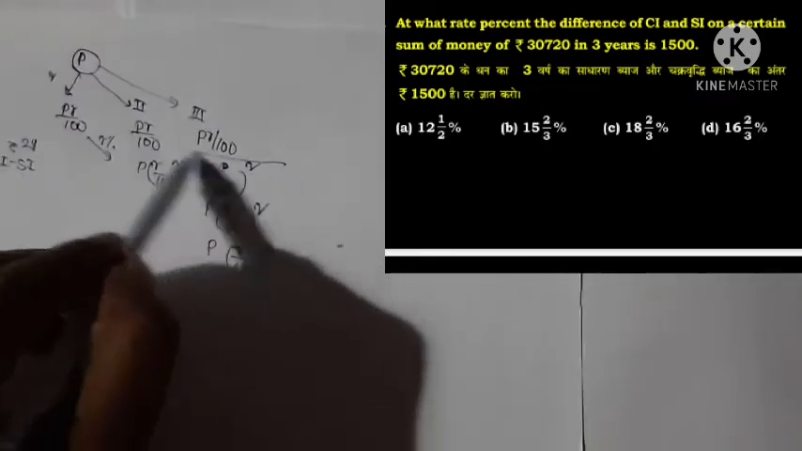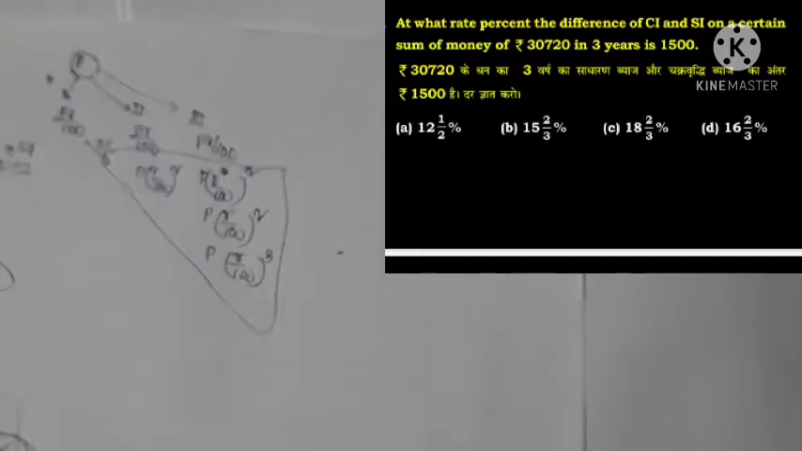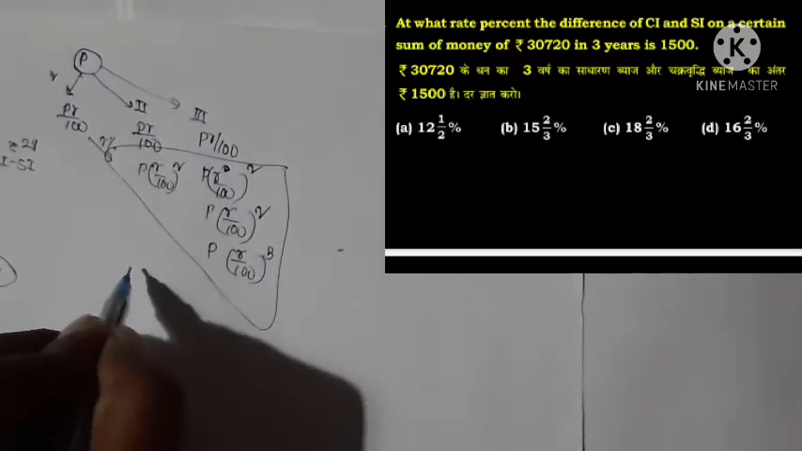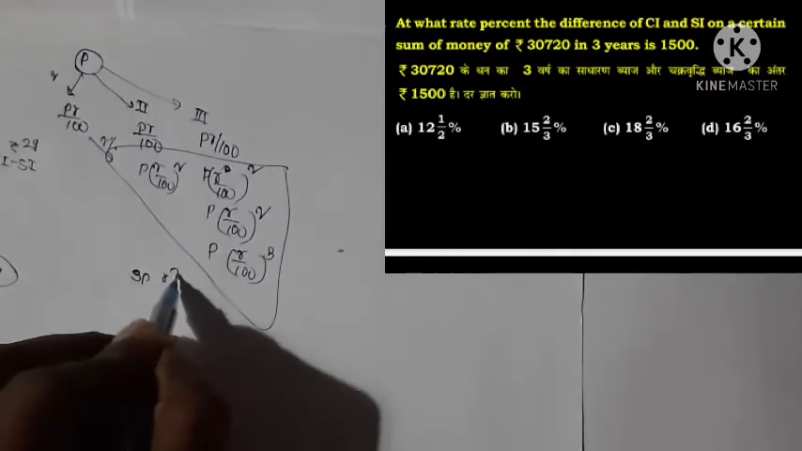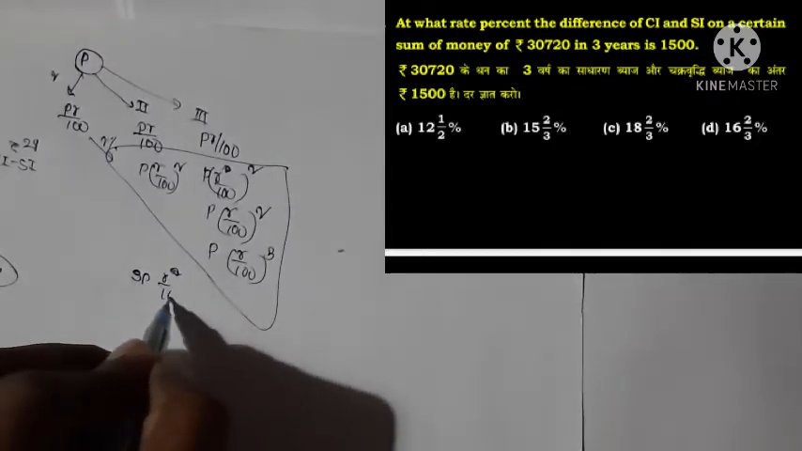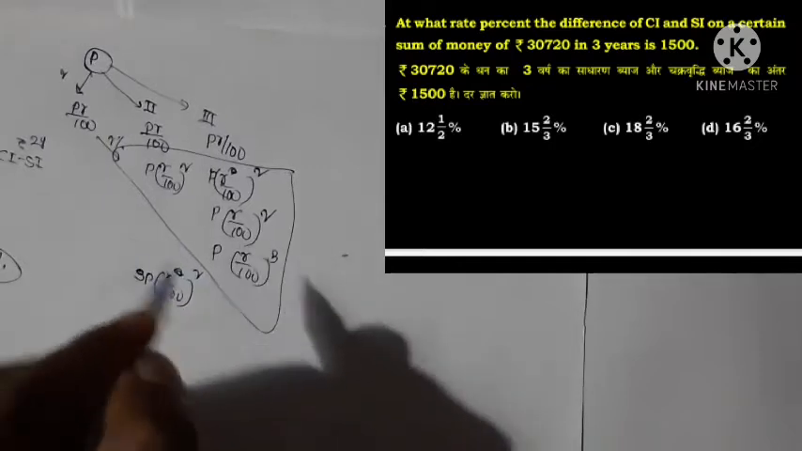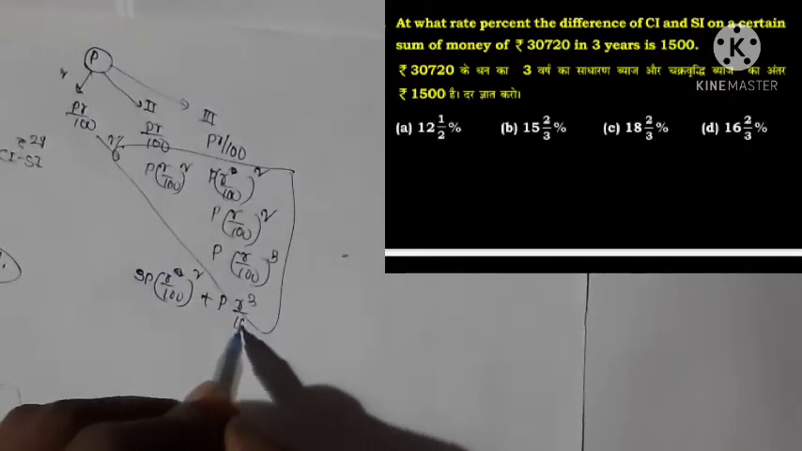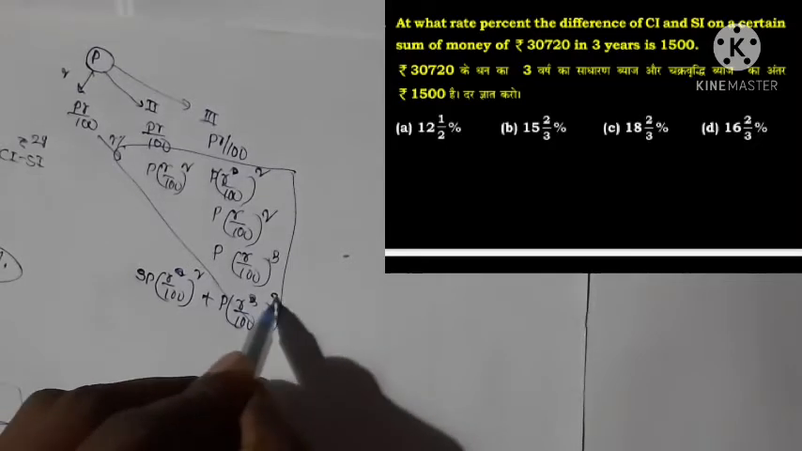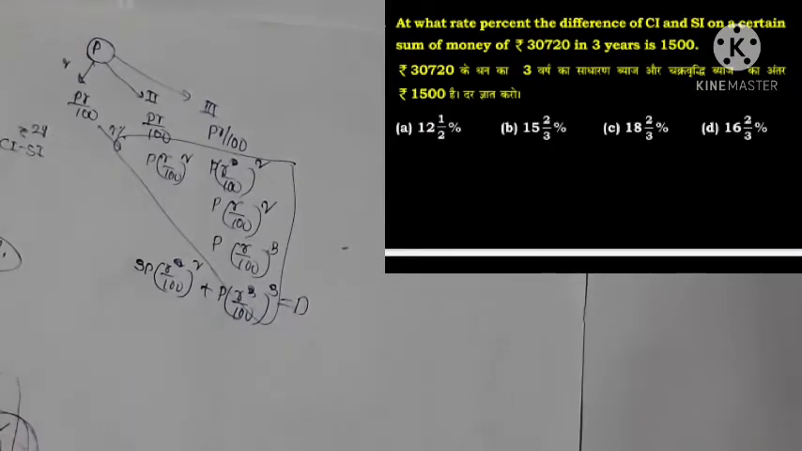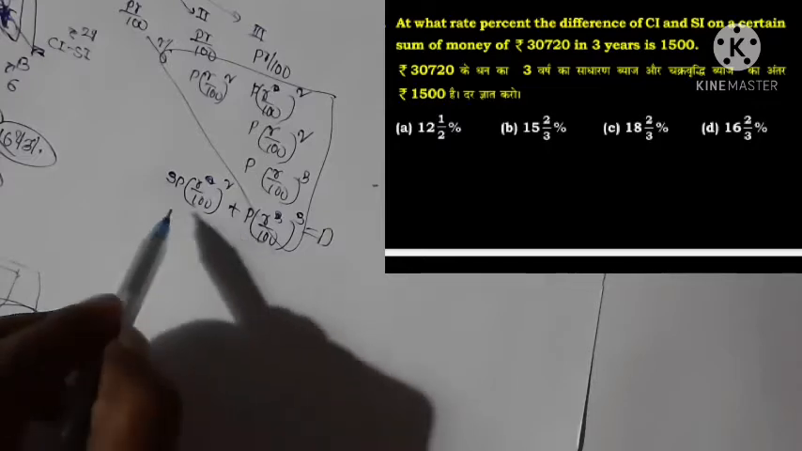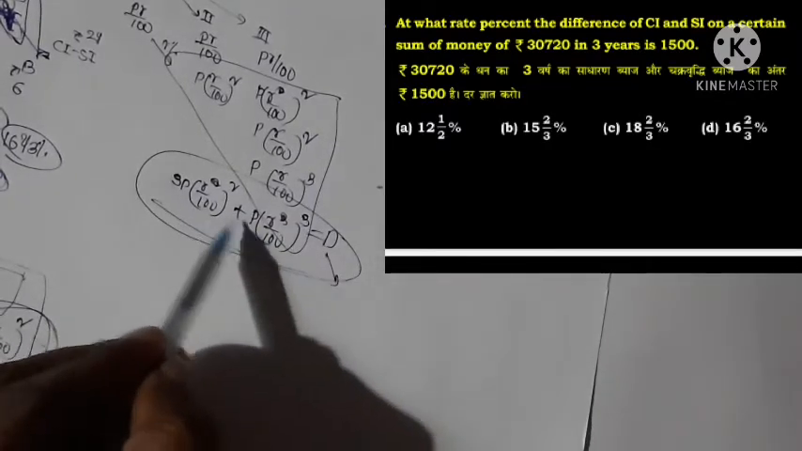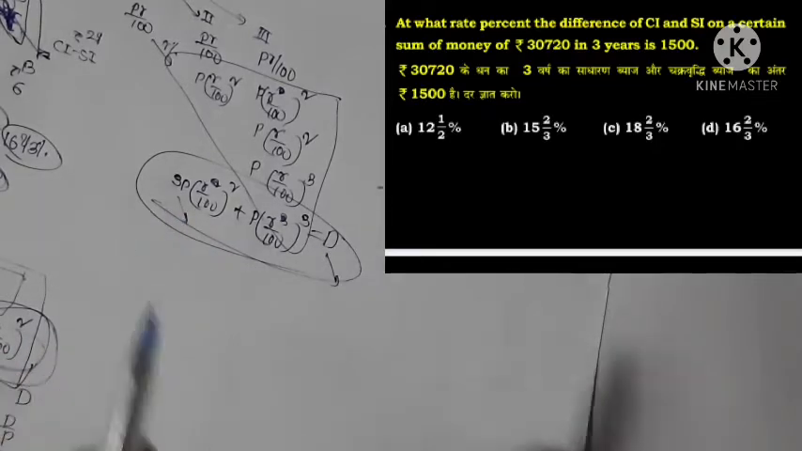So this is the difference. So P R square by 100 whole square plus P R cube by 100 whole cube. So value is equal to difference. Okay, this is the difference and this is the principal.